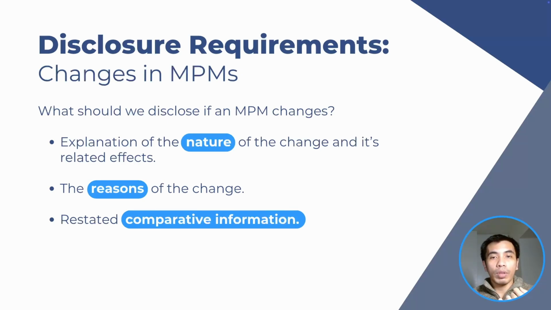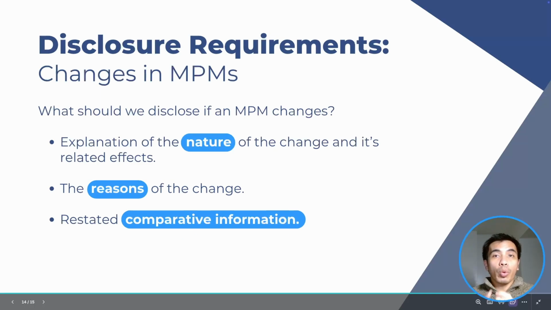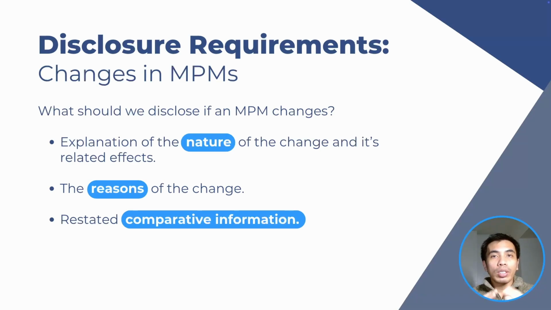If, for example, the MPM is new, you have to put its equivalent in the prior year as a new disclosure. These requirements ensure that stakeholders understand the changes in how entities, or how management, views the financial performance of a company over time.